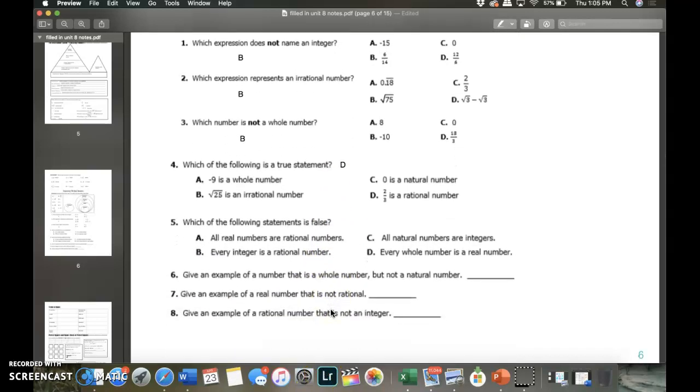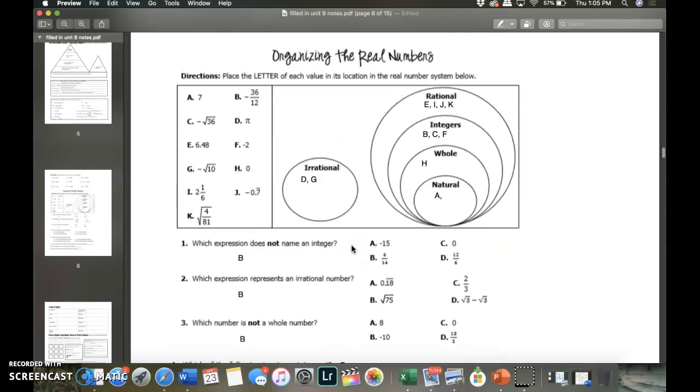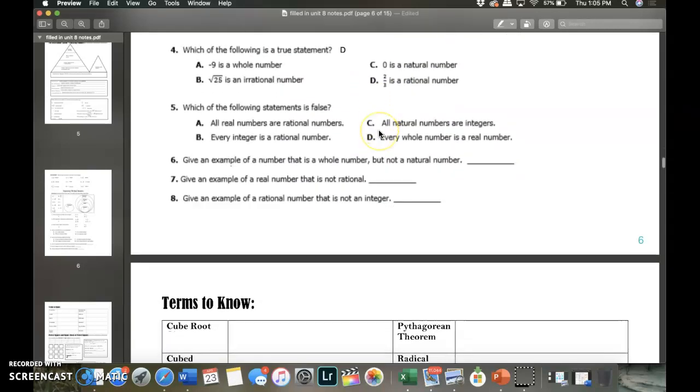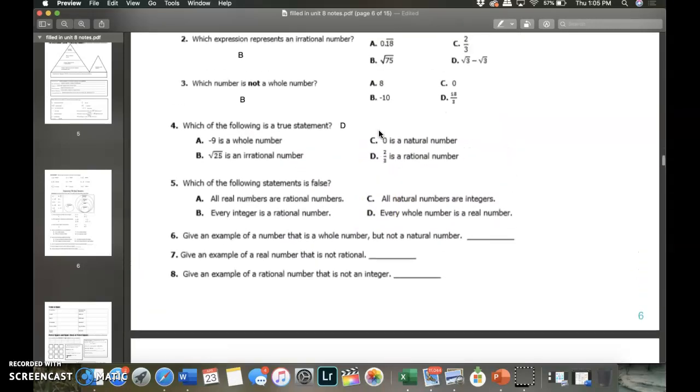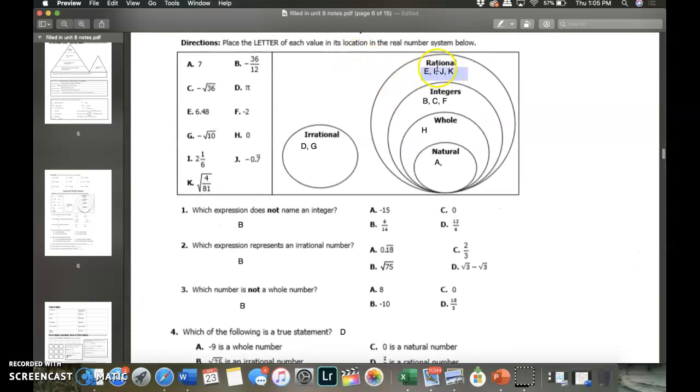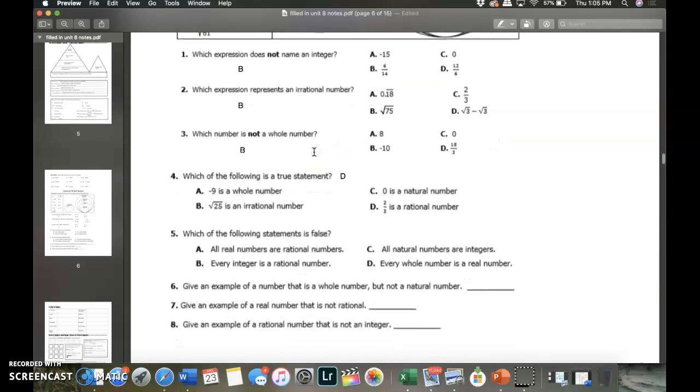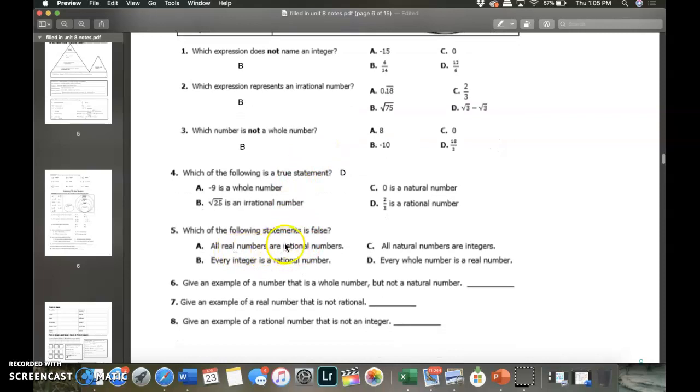Number 5, which of the following statements is false? All real numbers are irrational numbers. So let's check it. Is real inside? So this whole box is real, actually. Every number is real. But just because it's real doesn't mean that it's going to be rational. Well, no, it could also be irrational. So that one's false. Well, let's be done reading. So that's A.